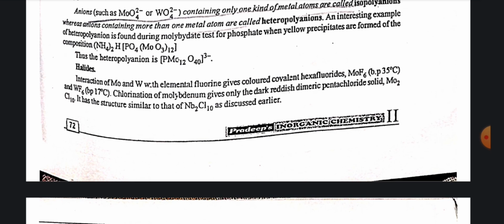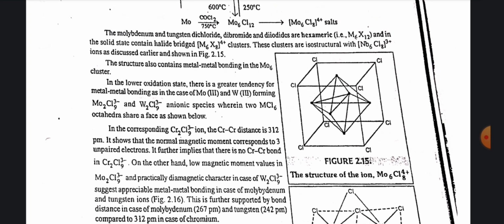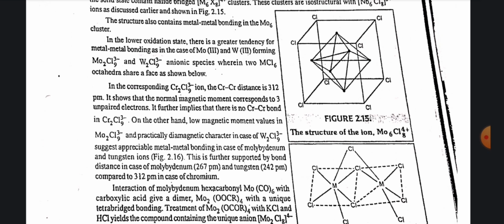Halides. Interaction of molybdenum and tungsten with the element fluorine gives colored covalent hexafluorides. Chlorination of molybdenum gives only the dark reddish dimeric pentachloride solid, Mo2Cl10, which has a structure similar to Nb2Cl10 as discussed below. The molybdenum and tungsten dichloride, dibromide, and diiodides are isomeric and in the solid state contain halide-bridged clusters. These clusters are isostructural with ions as discussed earlier. The structure also contains metal-metal bonding in the Mo6 cluster.